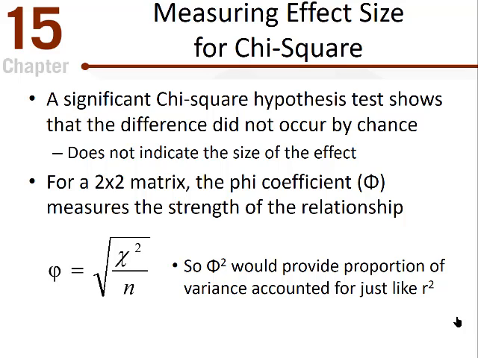The formula for phi is just the square root of chi-square over n. So let's see what this would look like in our example for the problem we just did. And you can see that phi square just provides the proportion of variance that is accounted for, just like the R squared.